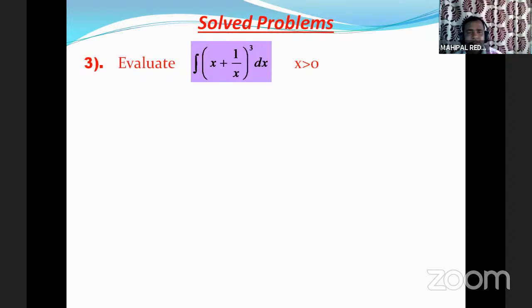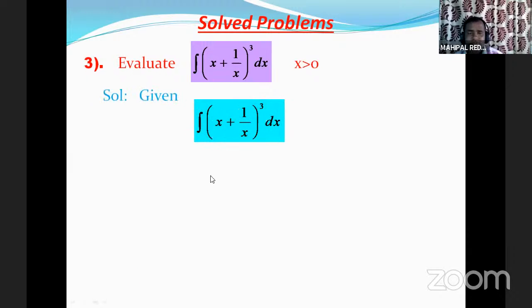Evaluate the integration of (x plus 1 by x) whole cube. Children, this is an important question, a 2 marks question, repeated many times in the IP examination. Integration of (x plus 1 by x) whole cube with respect to x.